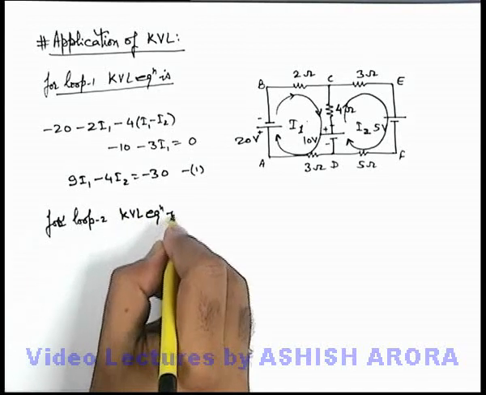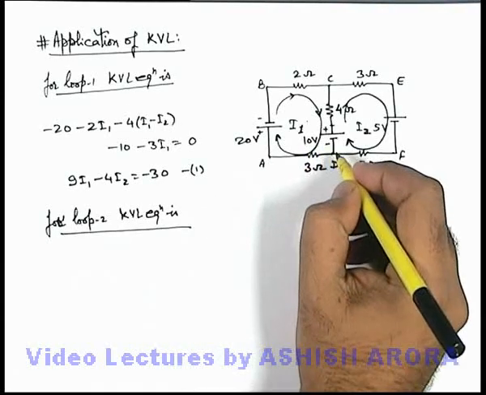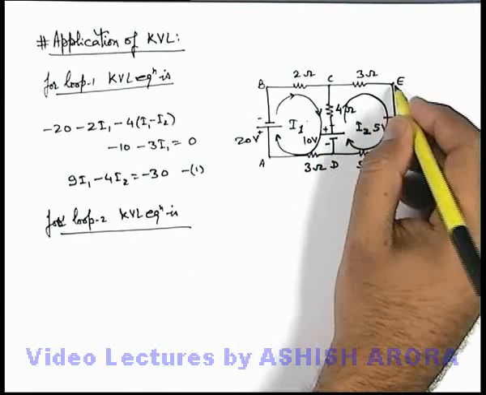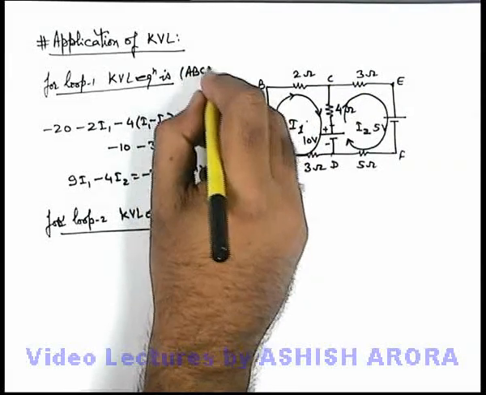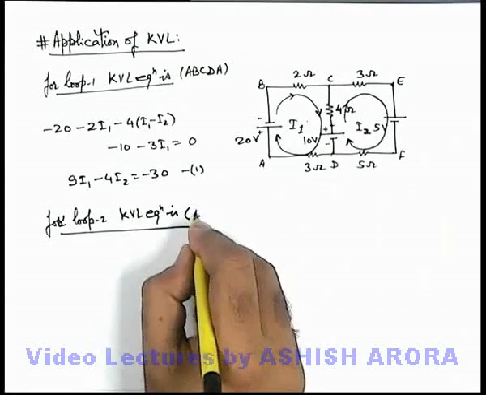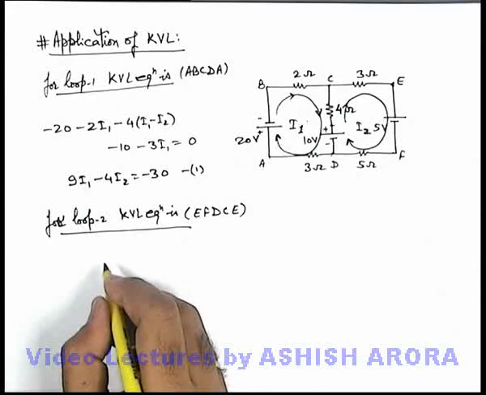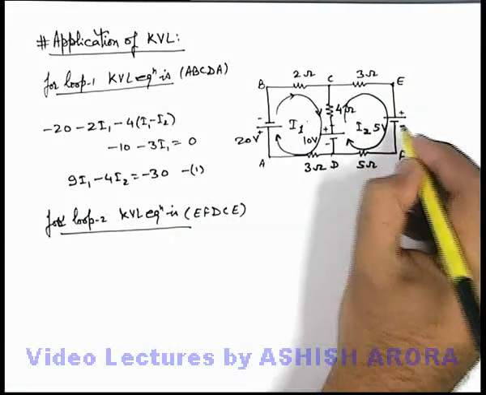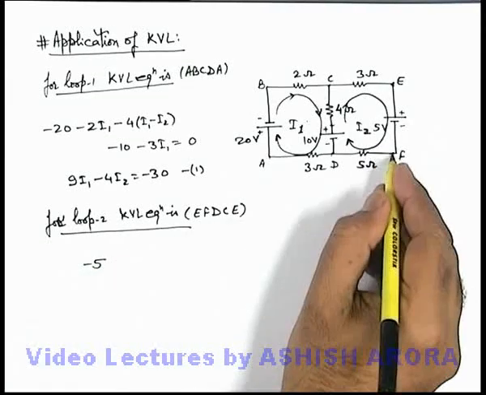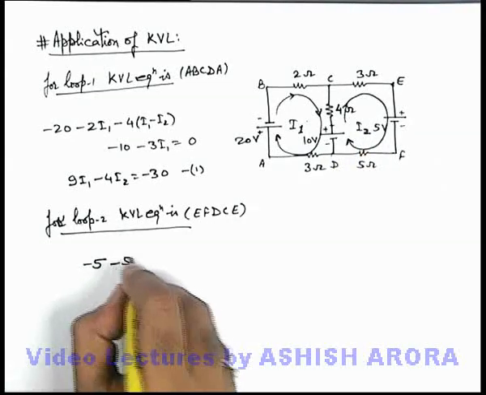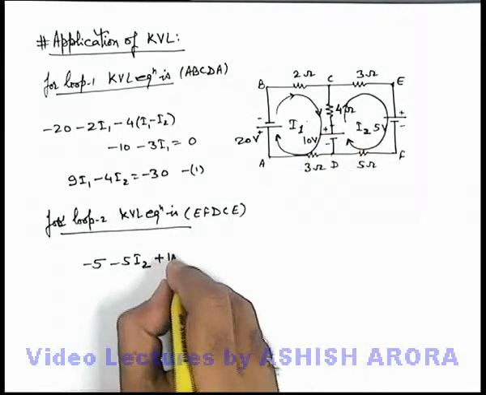If for the second loop we write the KVL equation, say we start from point E and the loop is E, F, D, C, E. Here the loop was A, B, C, D, A, and here we are taking the loop as E, F, D, C, E. We are starting from point E, then going from E to F, you can see there will be a drop in potential of 5 volts, so this will be minus 5. Then if we move further, it will be minus 5I2. Then if you move up, this will be a gain in potential of plus 10.